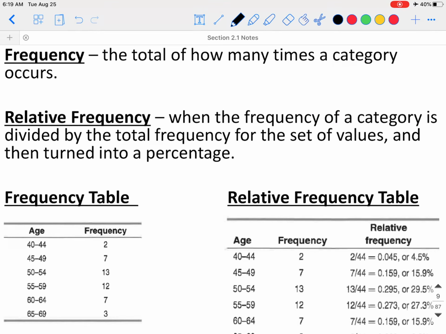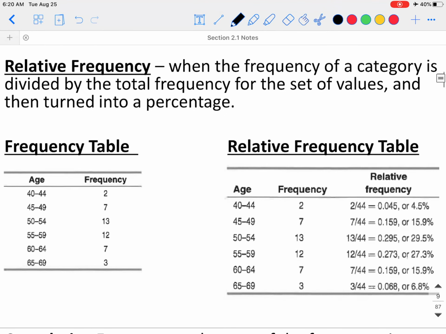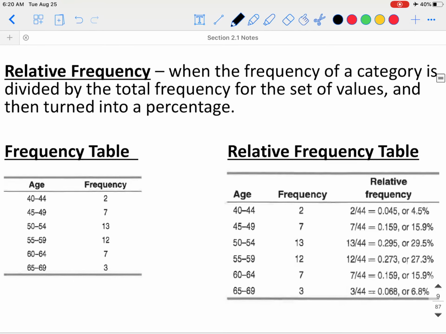Frequency is the total of how many times a category occurs. And relative frequency is when the frequency of a category is divided by the total frequency for the set value and then turned into a percent. So frequency is basically just the count. It's telling you how frequently something happens. And then the relative frequency is saying, relative to the entire group, what percent of the time does this category occur? So if we look at 40 to 44-year-olds, it happened 2 times. Now, there were 44 observations altogether, so 2 times out of the 44 says 4.5% of the people in the entire observation were in the age group of 40 to 44.